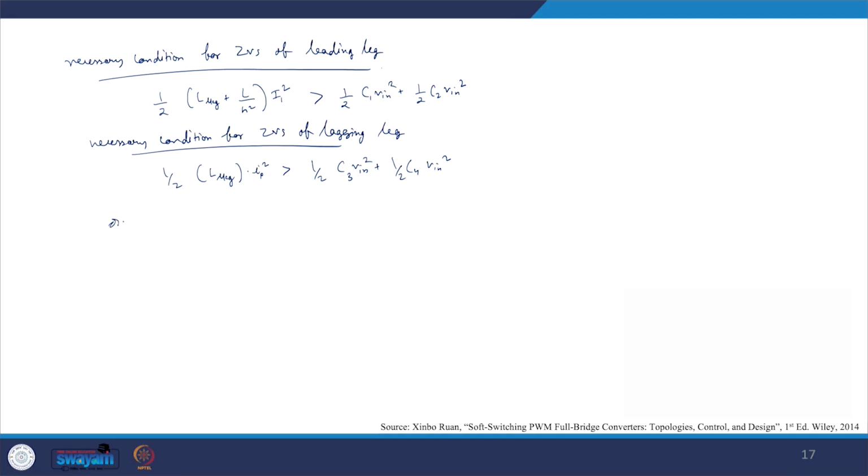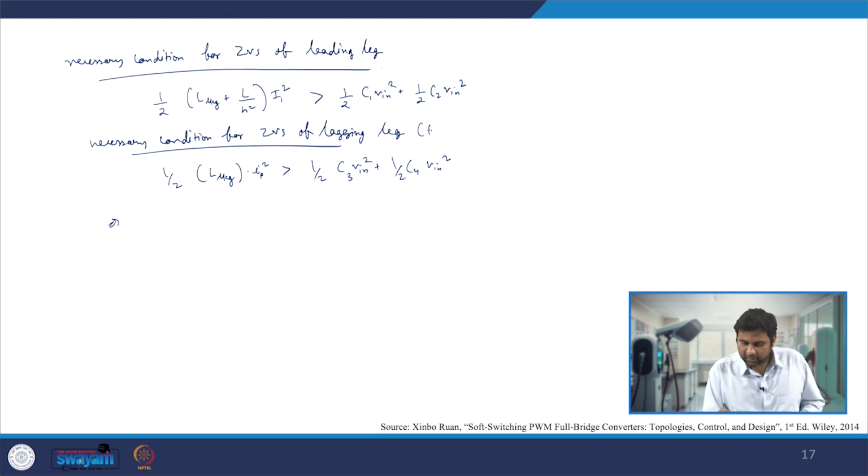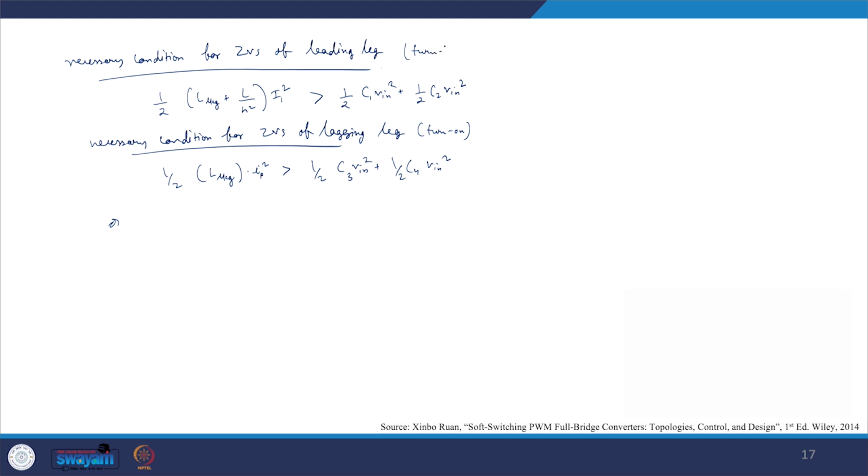This much energy needs to be sufficient to ensure the C3 voltage discharges to 0 and the C4 voltage charges to V in. That means, in order to ensure 100% ZVS of the lagging leg, again ZVS during turn on, I am only talking about turn on, because turn off automatically, because of the capacitances C1, C2, C3, C4, our switches are going through 0 voltage switching. So if we can ensure that during turn on this condition happens, then we can ensure that we also have ZVS of the lagging switch.